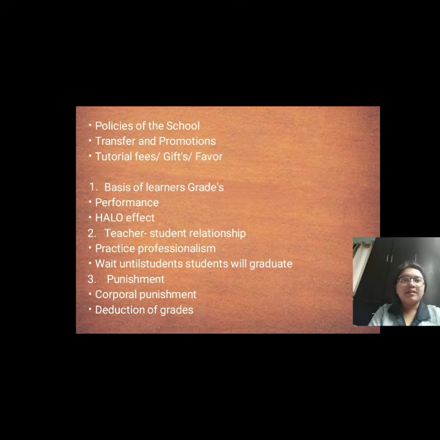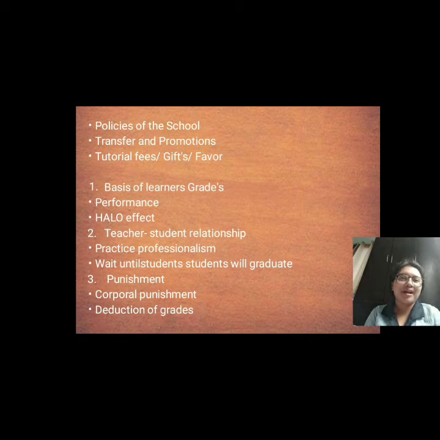And policies of the school, transfer and promotions, tutorial fees and gifts of favor are not allowed, or it is a big violation of the law. And we have this one, the basis of learners' grades: performance and halo effect. Halo effect is if the students are good or behave in class, that's not enough reason to add points or add grade. You can add grade, but in a specific category, for example, in values.